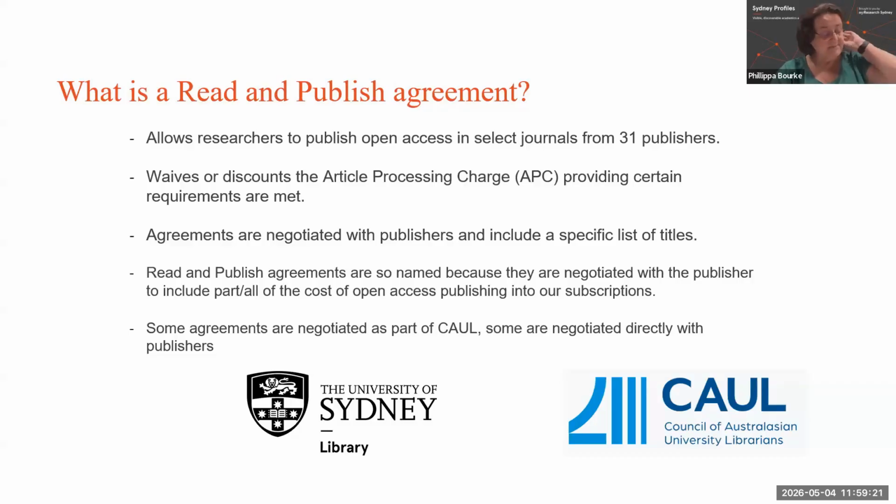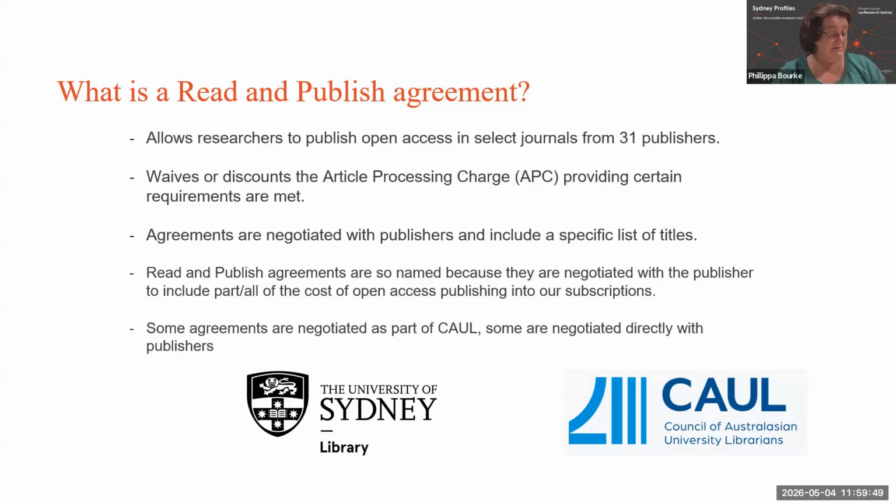In 2026, the University of Sydney has agreements with 31 publishers that allow our researchers to publish their work open access immediately in over 13,000 journals. Over time, it's become more common for journals to levy an article processing charge, or an APC, for authors to have their work made openly accessible on publication. The aim of the read and publish agreements is to reduce the burden of these costs on researchers.